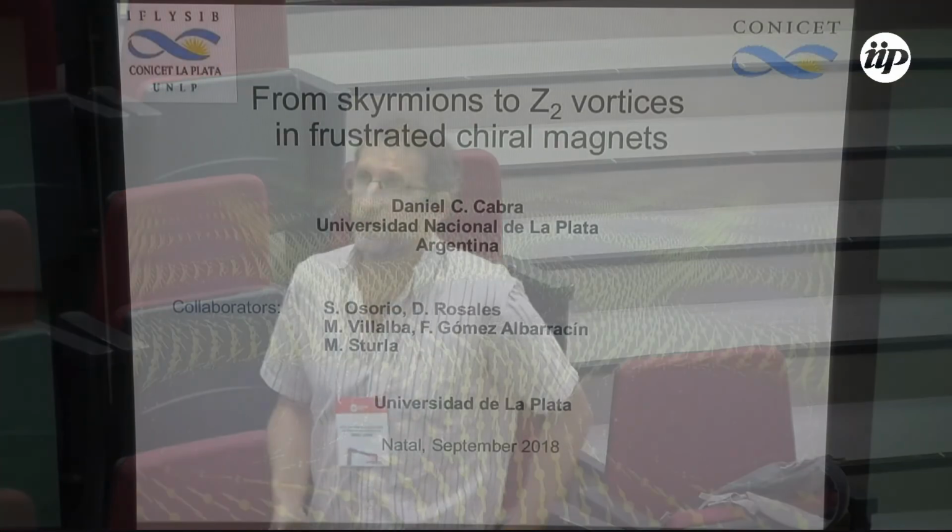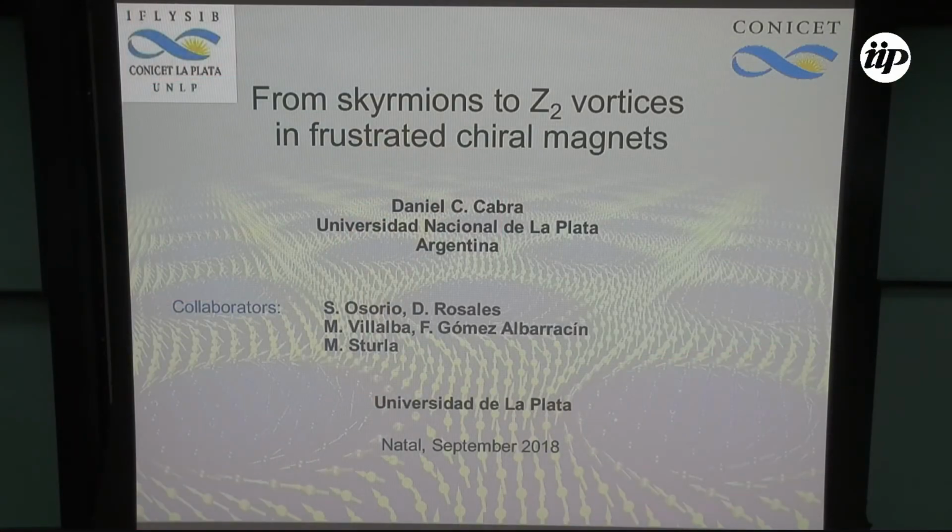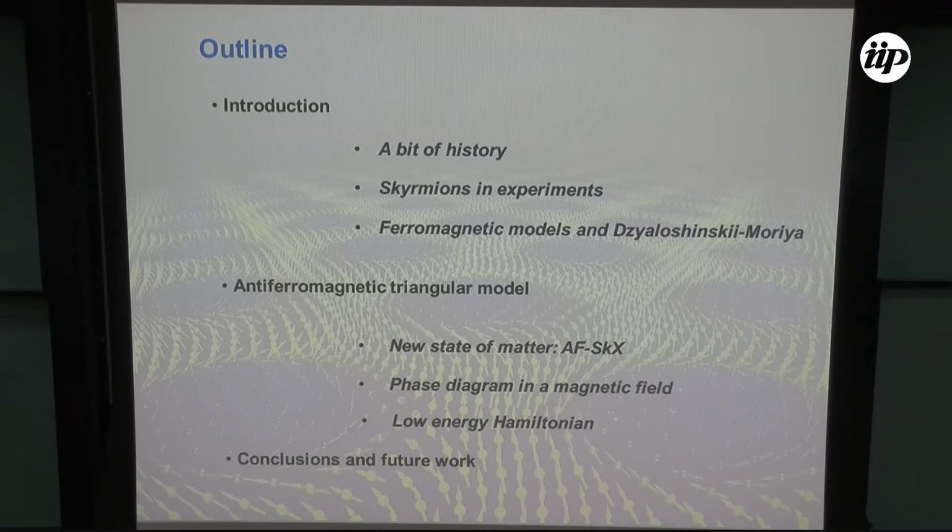So I will try to say a few words about how skyrmion lattices show up and how they may combine in frustrated lattices, in particular in antiferromagnetic chiral magnets, to lead to some kind of a two-vortex lattice state. Okay. So this is the outline of the talk.